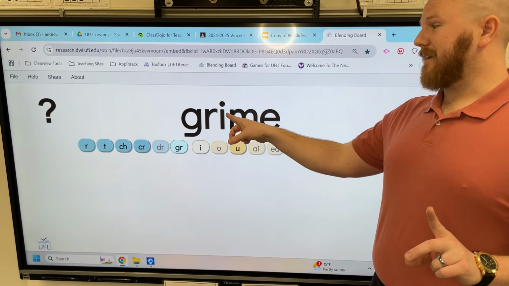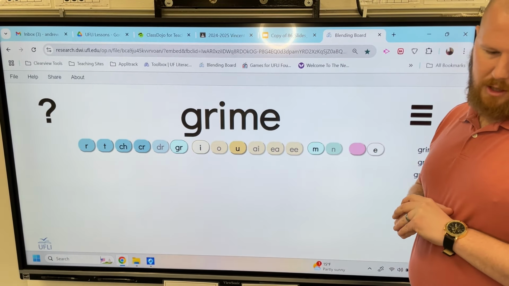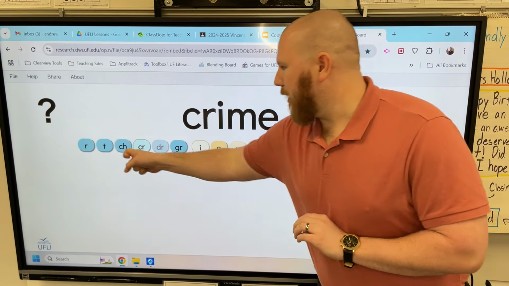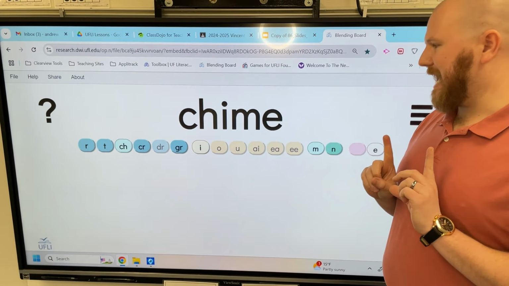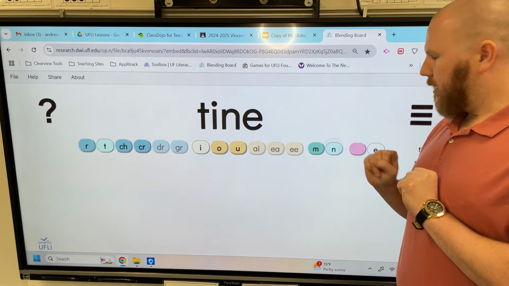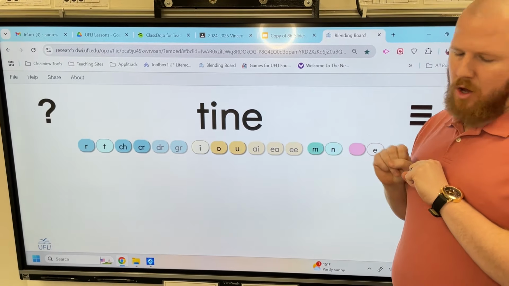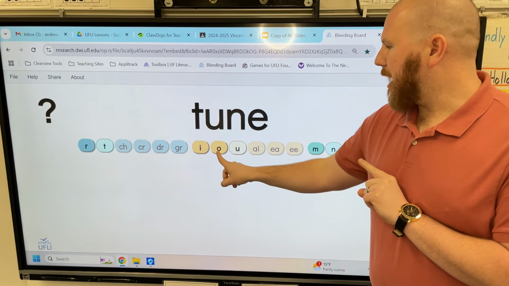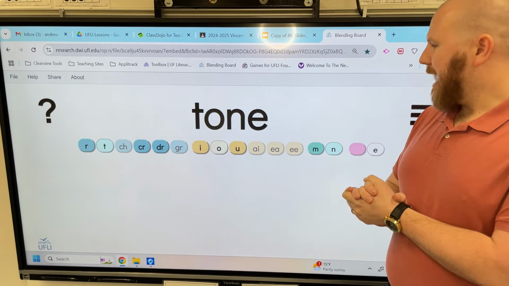The E makes the I say I. Grime. Okay, now we're going to go a little bit faster. What about grime? What about chime? What about time? What about time? What about tune? What about tone?